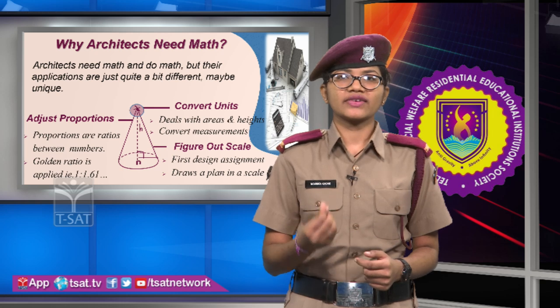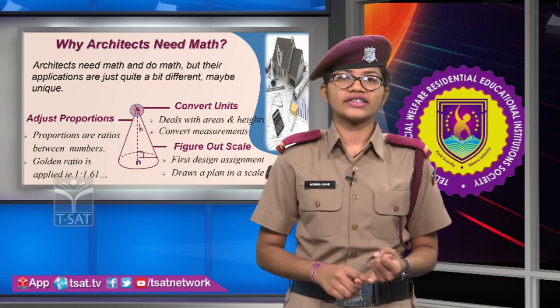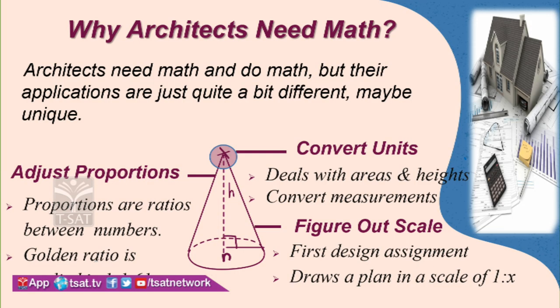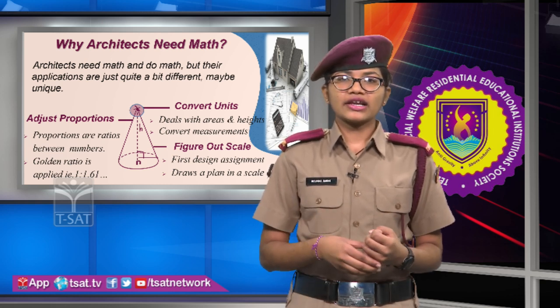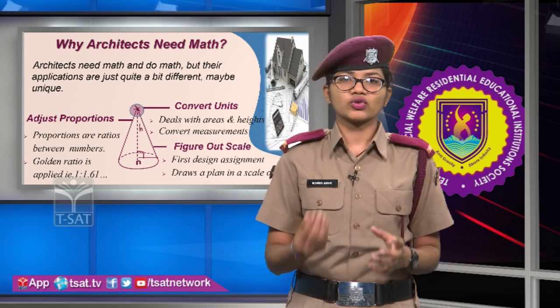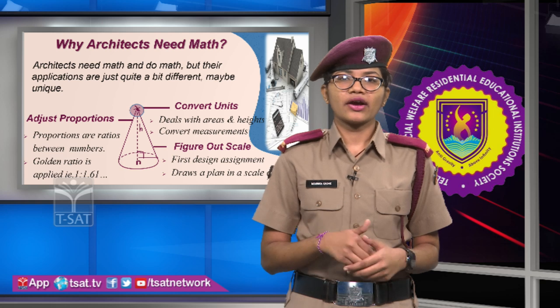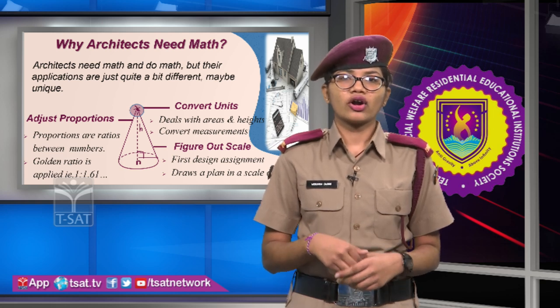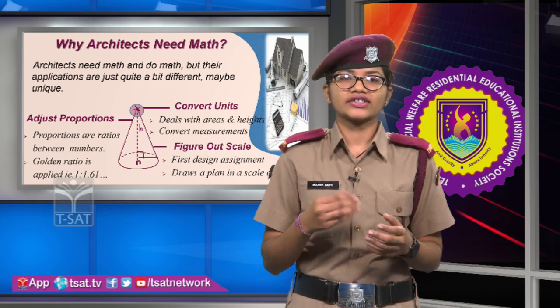Architects deal with areas and units, where they convert measurements from one system to the other, like centimeters into meters and meters into kilometers. The next reason is to figure out scale. Architects generally express the scale as a ratio of 1:x, where 1 is the unit length in the drawing representing a whole distance in the real world, and x depends on the figure.